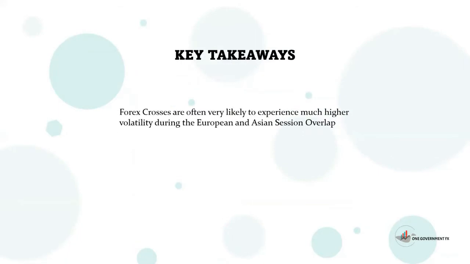So, a few key takeaways here. Forex crosses are very likely to experience much higher volatility during the European and Asian sessions. What this means is that forex crosses, when we talked about cross rates, we said cross rates are currency pairs that do not include the US dollar in the quotes. Pairs like the British pound against the euro, or the pound against the Japanese yen, are all forex crosses. They're most likely to experience much higher volatility during the European and Asian sessions.